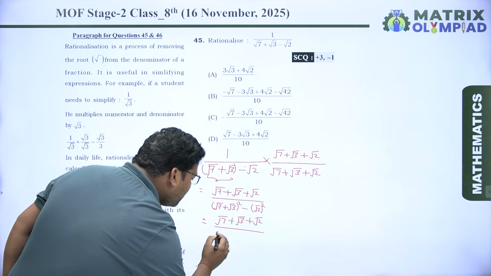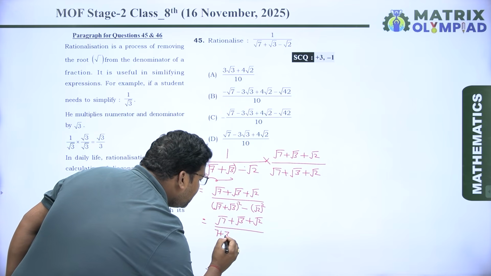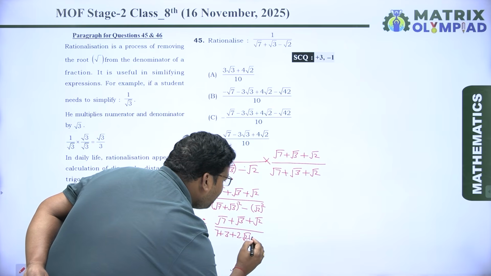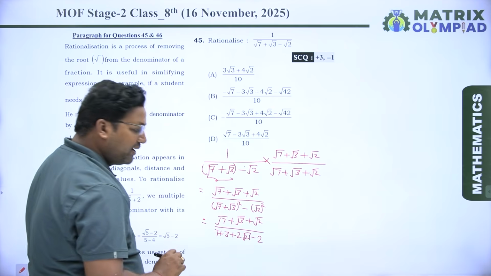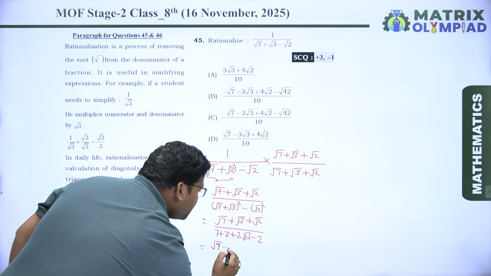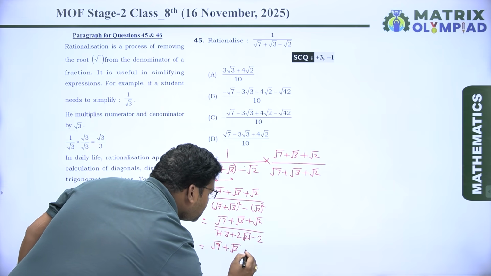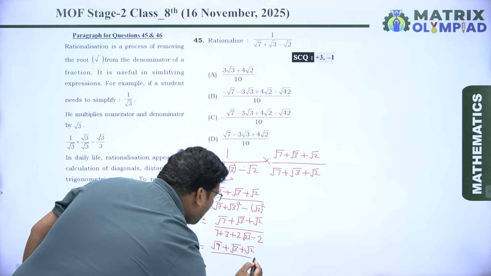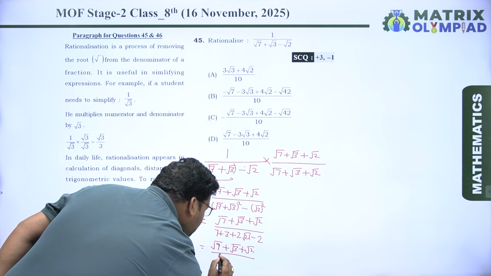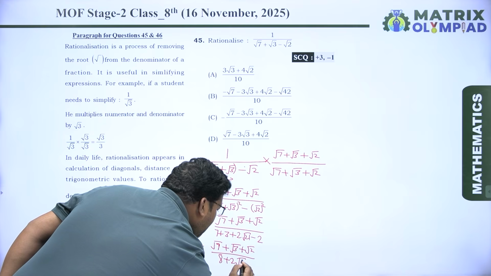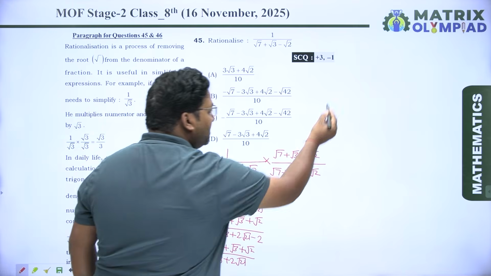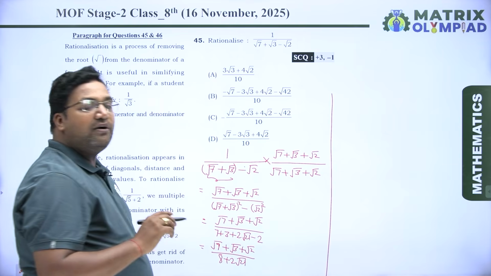a plus b whole square, which is equal to 7 + 3 + 2√21, minus √2 square is 2. So here this expression is now (√7 + √3 + √2) upon 7 + 3 is 10, 10 − 2 is 8. So it is 8 + 2√21. Now again we have to do rationalization, because in denominator again we have an irrational number.